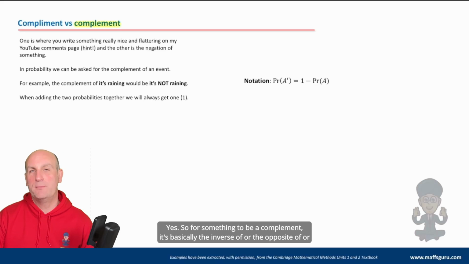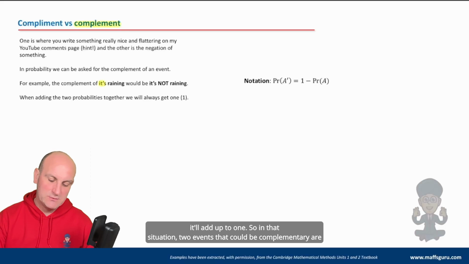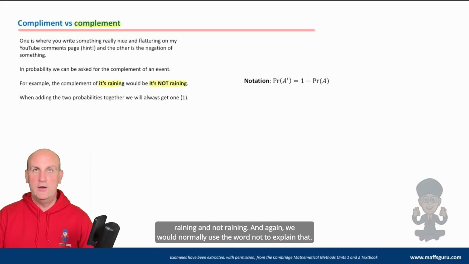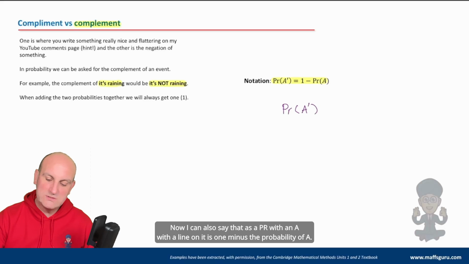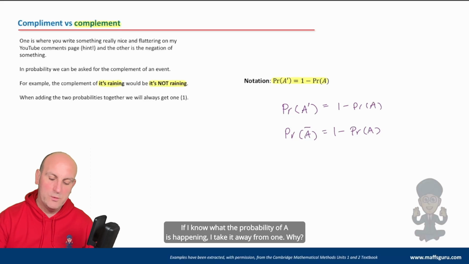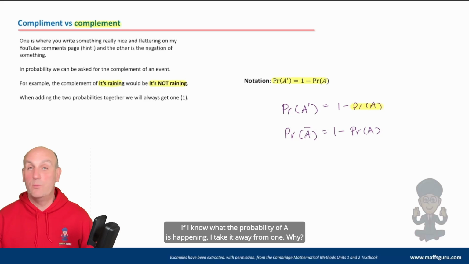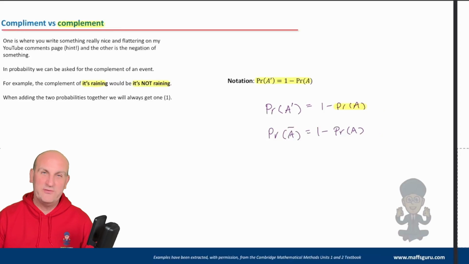Yeah, so for something to be a complement, it's basically the inverse of or the opposite of, or it'll add up to 1. So in that situation, 2 events that could be complementary are raining and not raining. And again, we would normally use the word not to explain that. So our notation basically is that, and what I'm saying is you have Pr of A with a dash. Now I can also say that as a Pr with an A with a line on it is 1 minus the probability of A, and it's exactly the same here, 1 minus the probability of A. If I know what the probability of A is happening, I take it away from 1. Why? Absolutely, we can only have probabilities add up to 1, and I've said that below. So again, that's quite nice.